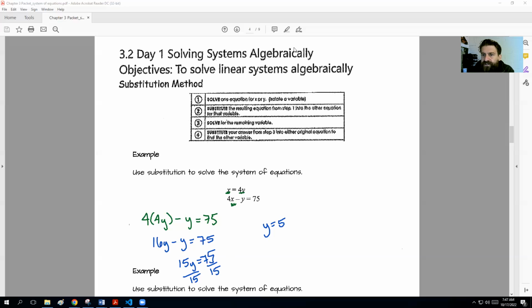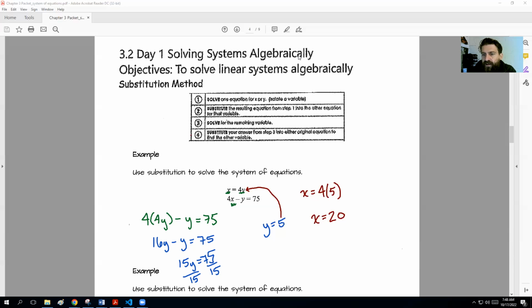So now that we have this, step 4 is we're going to take this answer here and plug it back in. We could plug it back into either equation. I kind of like going back to this one here because it looks a little bit easier to do. And we're just going to figure out what x is by plugging in 5 for y. So we substitute that answer in. We actually use substitution twice here. And x equals 4 times 5, which is 20.